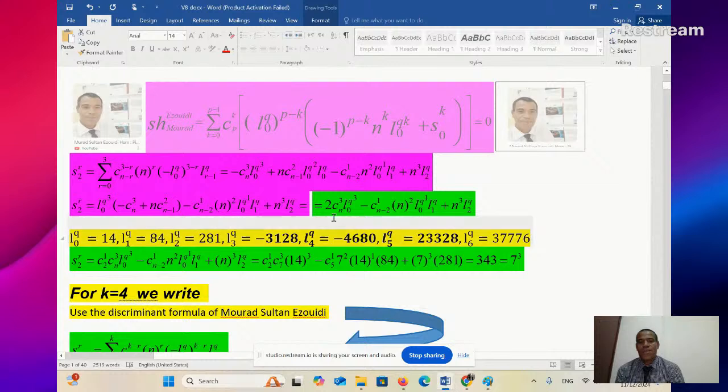S2, here it will be combination n to 3, and L0 for 2 to the power 3 minus combination n minus 1 to 1, and squared times n, L0 for 2 times L1 of 2, of course, plus n cubed and L2 for 2. Now just the replacement, you will replace L0 for 2 with 14, and L1 here with 84, and L2 with 281, and n with 7. Now we will get the value of S2.